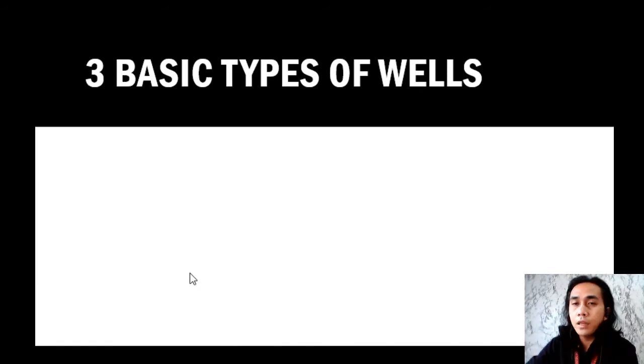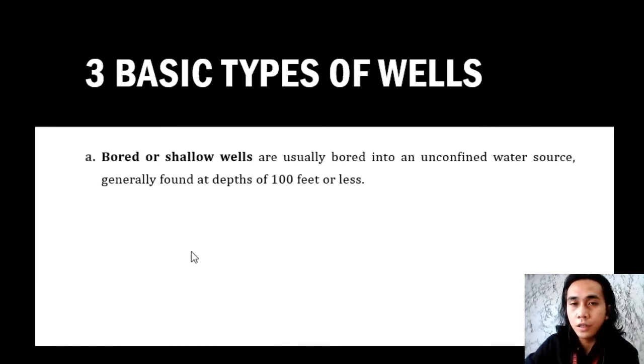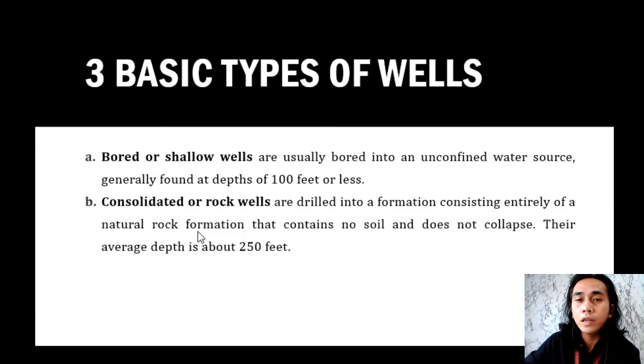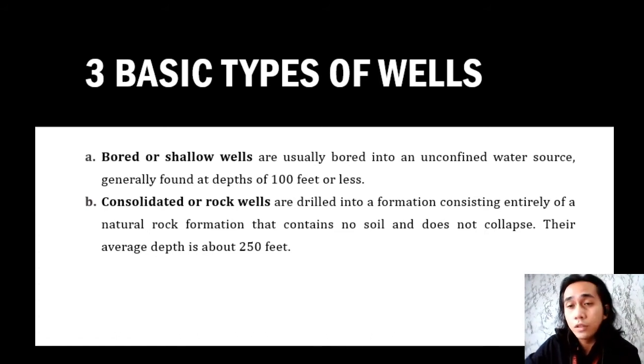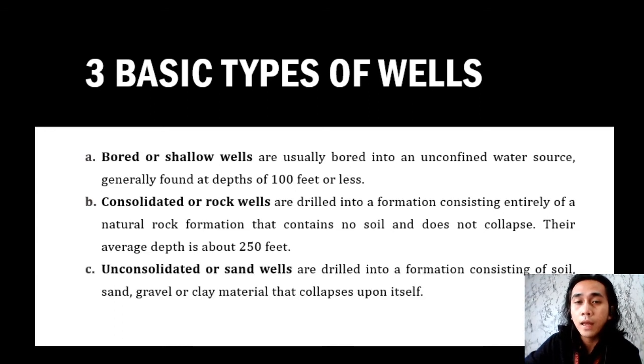There are three basic types of wells. First are bored or shallow wells, which are usually bored into an unconfined water source, generally found at depths of 100 feet or less. Consolidated or rock wells are drilled into a formation consisting entirely of natural rock that contains no soil and does not collapse, so their average depth is about 250 feet. And lastly, unconsolidated or sand wells are drilled into a formation consisting of soil, sand, gravel, or clay material that collapses upon itself.